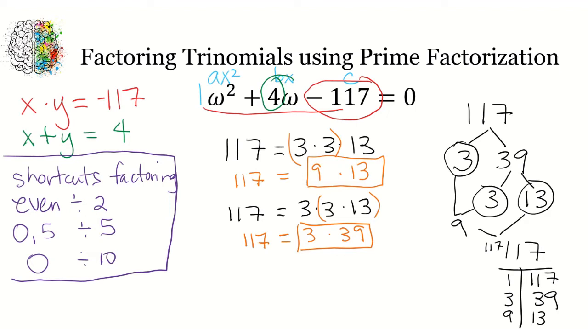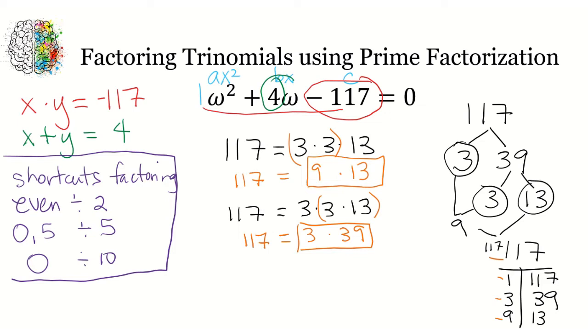So we can look at our numbers. We want to get a negative 117. So in order to get a negative, that tells me that one of these numbers is going to be negative, one of the numbers is going to be positive, and I want to end up with a positive 4. So that means the bigger number is going to be the positive one. So what I can do now is put a negative in front of each of those smaller factors, and I want to see when I add them together, are they going to give me 4?